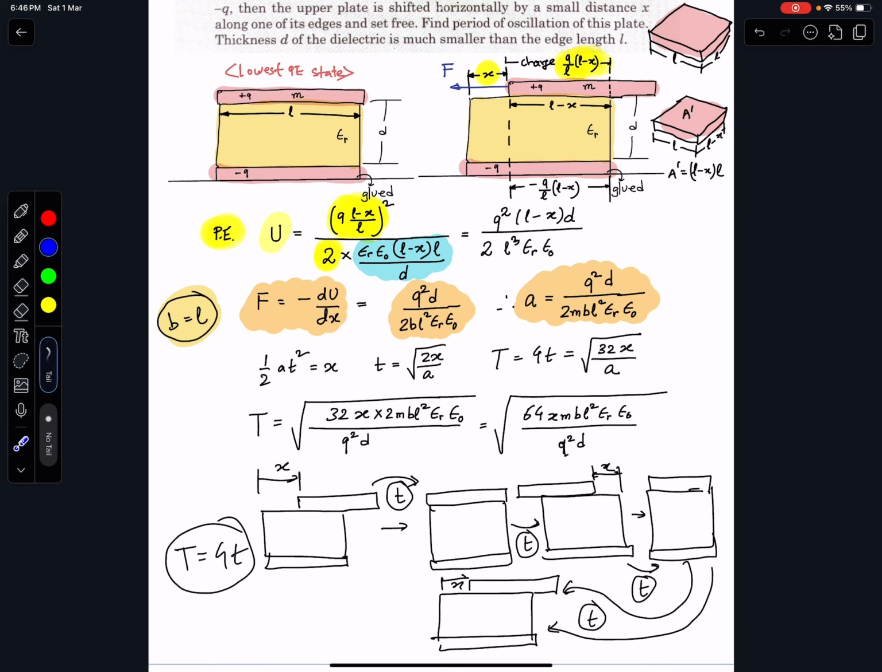See, half a t squared equal to x. Calculate t from here, and for the time period just put it as 4 times t. And obviously if you substitute the values of the acceleration, you will get this as the time period.